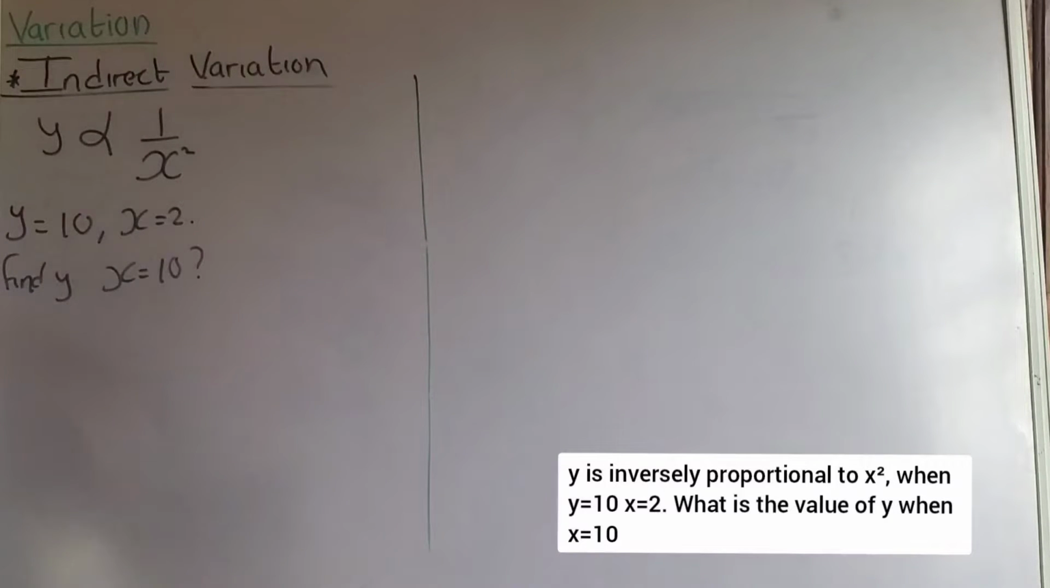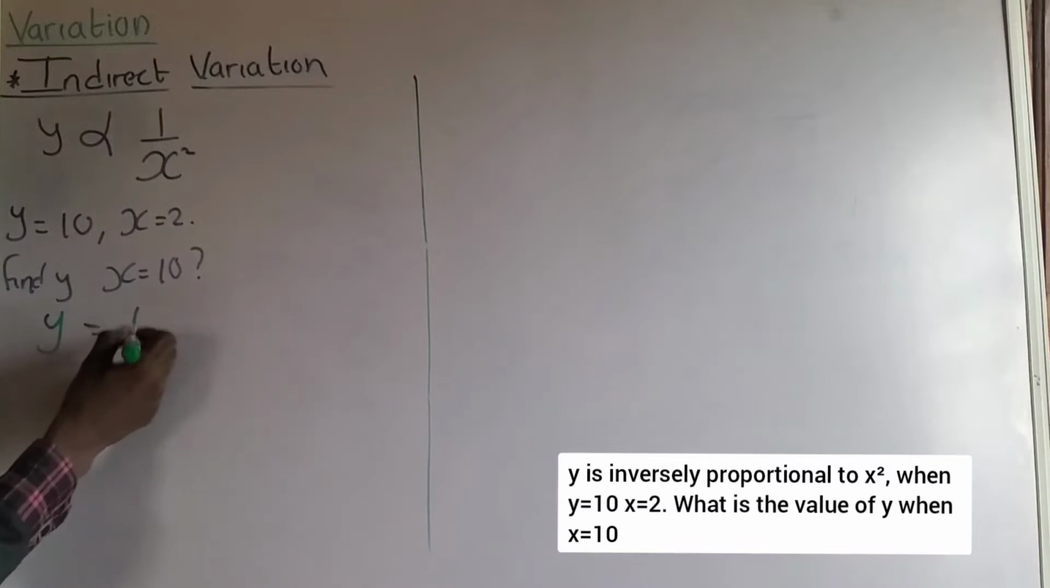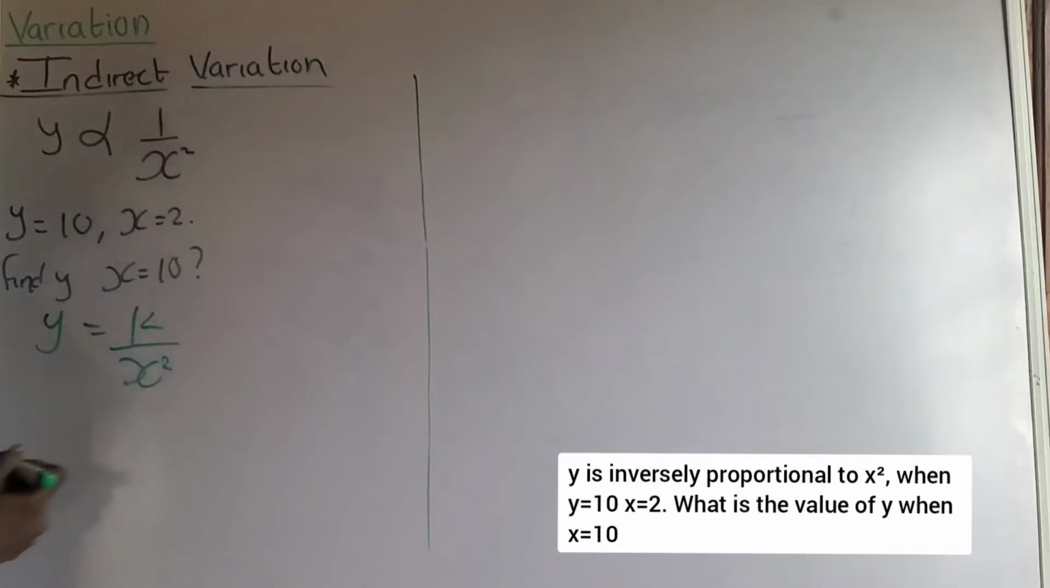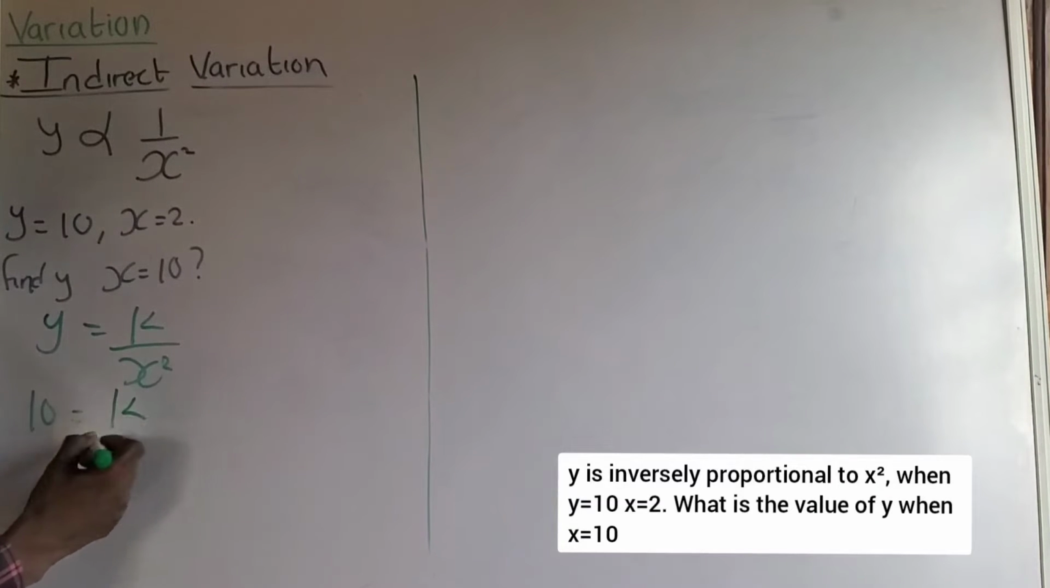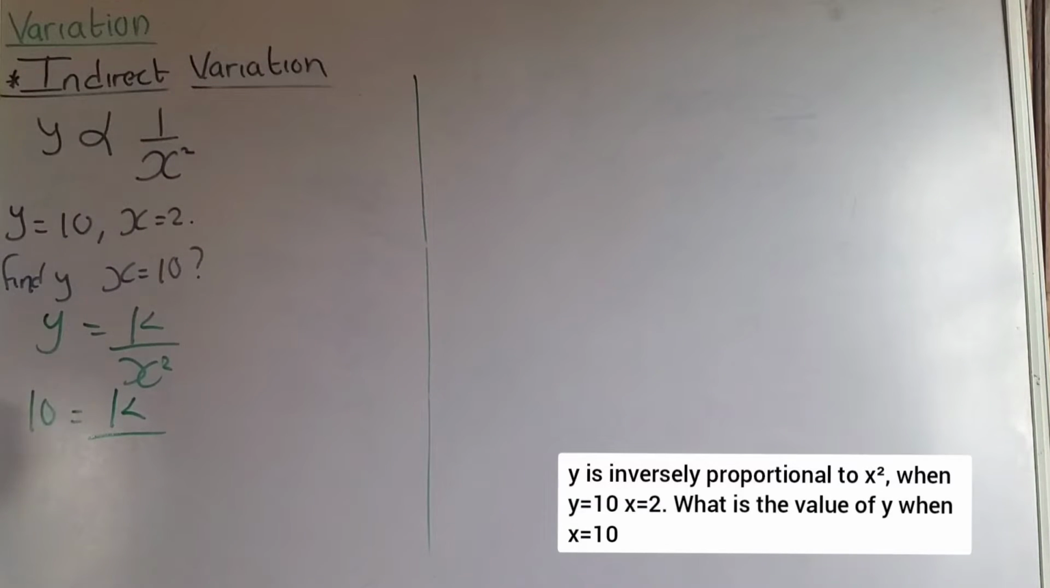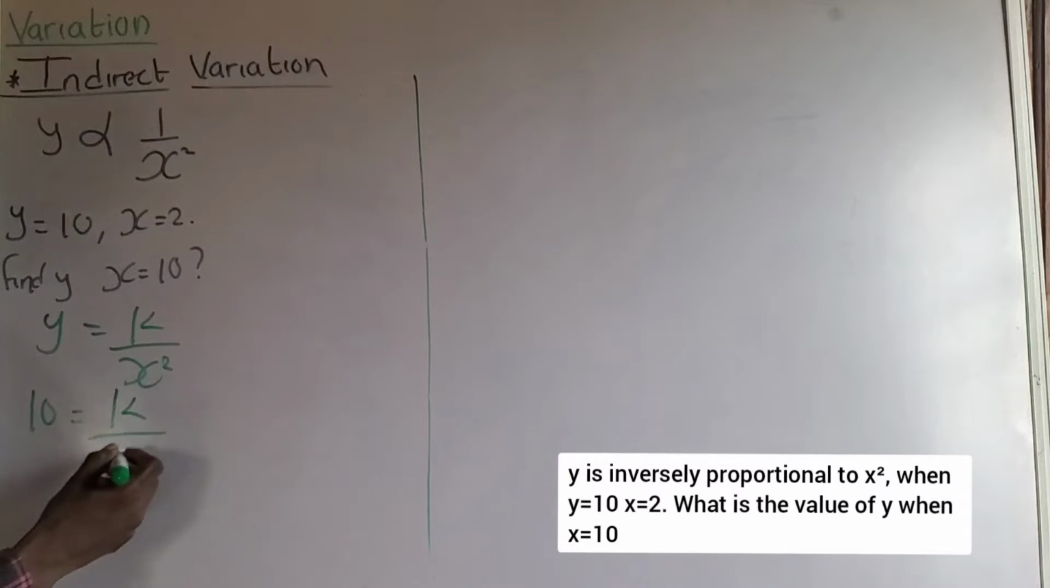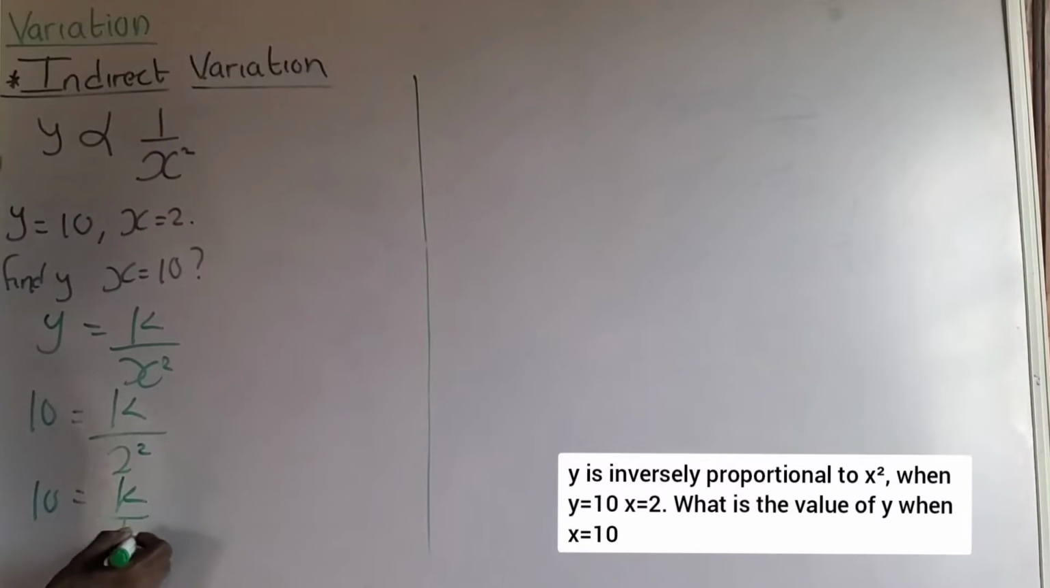Okay? Now, having done that, we're going to have y equals k over x squared. Now, we are given that y equals 10, so I'm going to have 10 equals k over... We didn't know it. We have to get the value of k first, which is the proportionality constant. So x squared, x is 2, so I'm going to have 2 squared here. So 10 equals k over 4. So k equals 10 times 4, which is 40. So the value of k is 40.